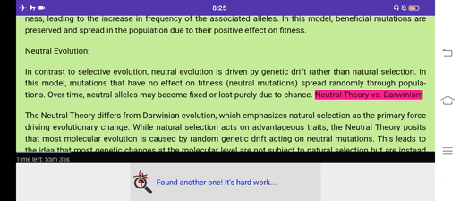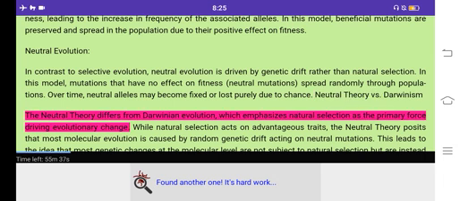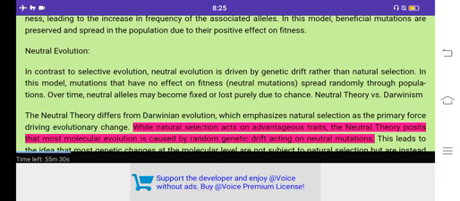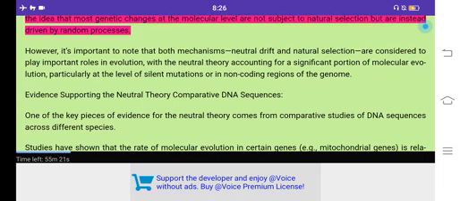Neutral theory versus Darwinism. The neutral theory differs from Darwinian evolution, which emphasizes natural selection as the primary force driving evolutionary change. While natural selection acts on advantageous traits, the neutral theory posits that most molecular evolution is caused by random genetic drift acting on neutral mutations. This leads to the idea that most genetic changes at the molecular level are not subject to natural selection but are instead driven by random processes.